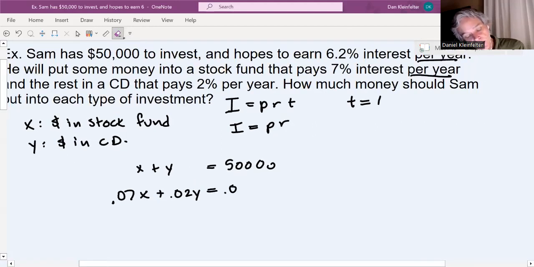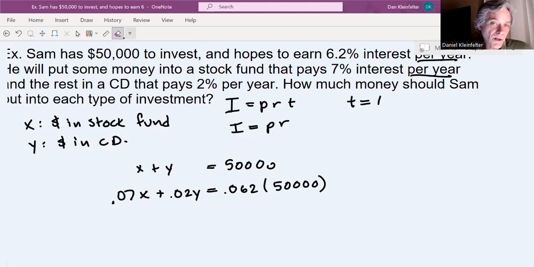So Sam wants to earn 6.2% interest. So as a decimal, that's 0.062. And he's earning 0.062 on that 50,000. Okay, so you'll notice that we have a similar structure to problems we did earlier. Notice that we have a product, 0.07 times X, plus another product, 0.02 times Y, and that's equal to another product. So the structure that you're seeing in the mixture problems kind of comes up over and over again.